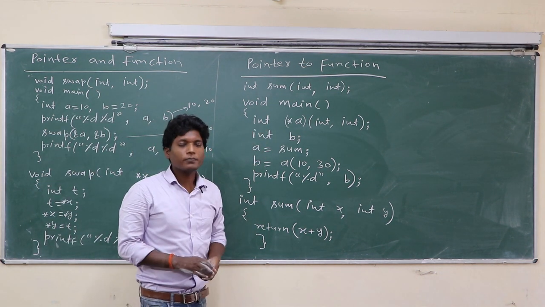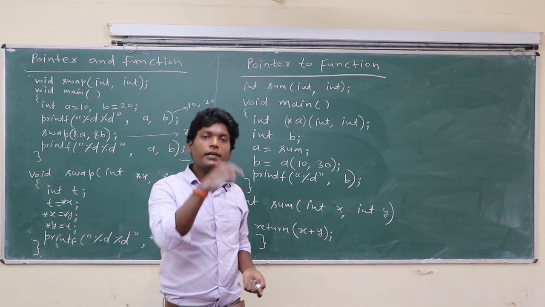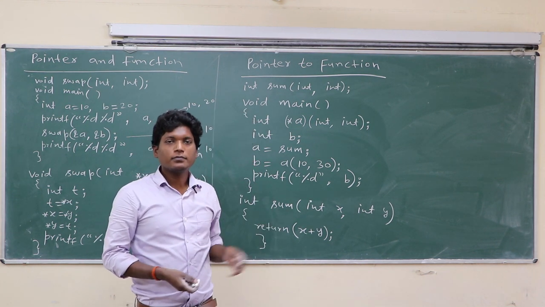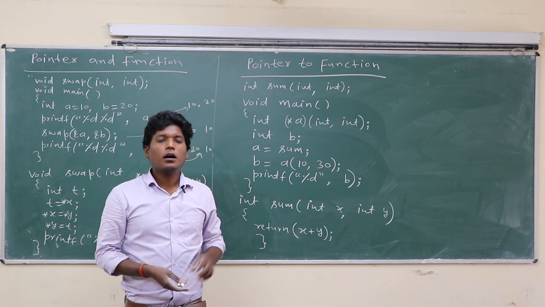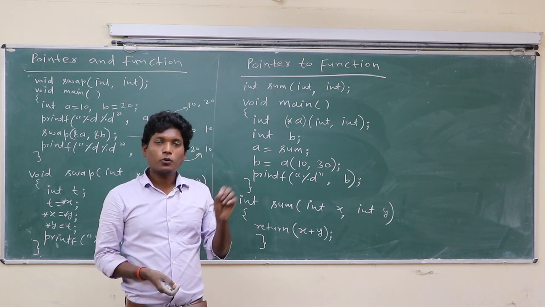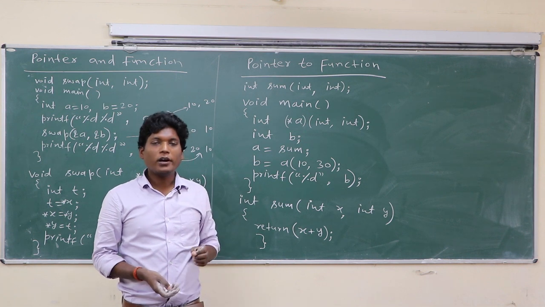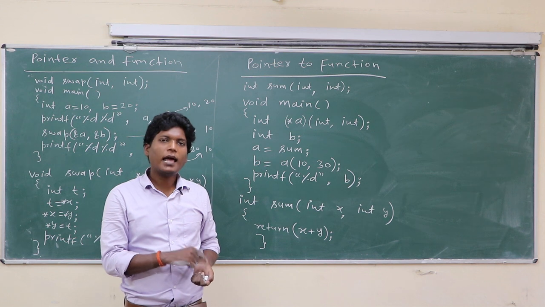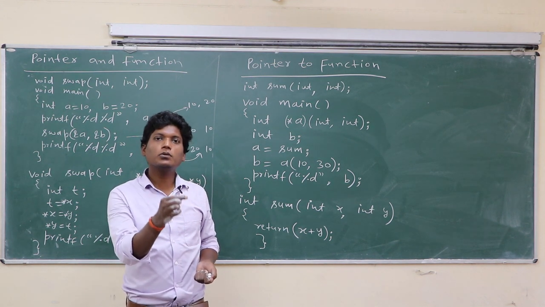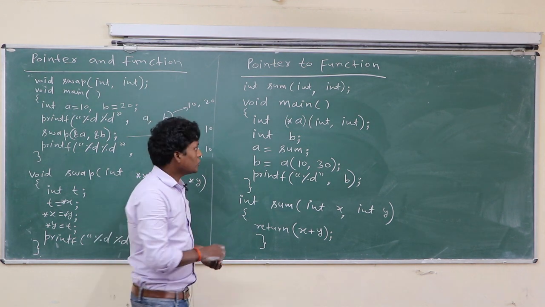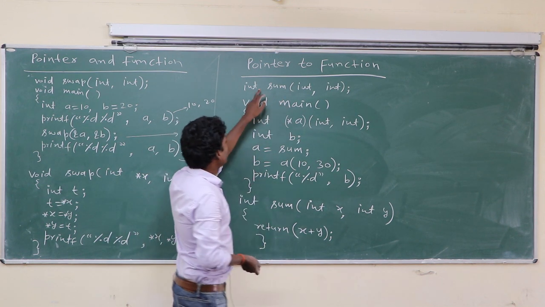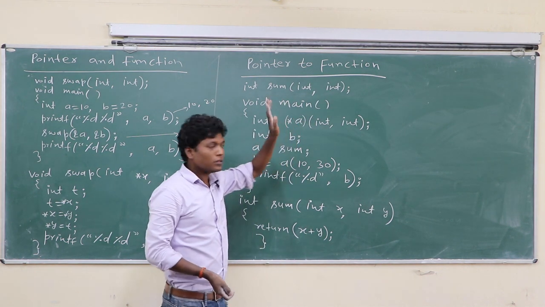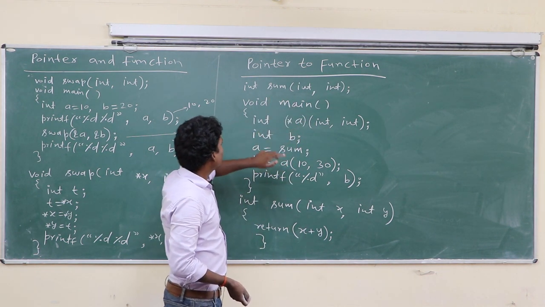Now another problem. Here we implement pointer to function. Class, we have already learned about pointer to integer, pointer to character, pointer to float, pointer to long, pointer to pointer, pointer to array. In the same way, there is a pointer to function. So here, pointer to function, okay, int sum, int comma int, void main.